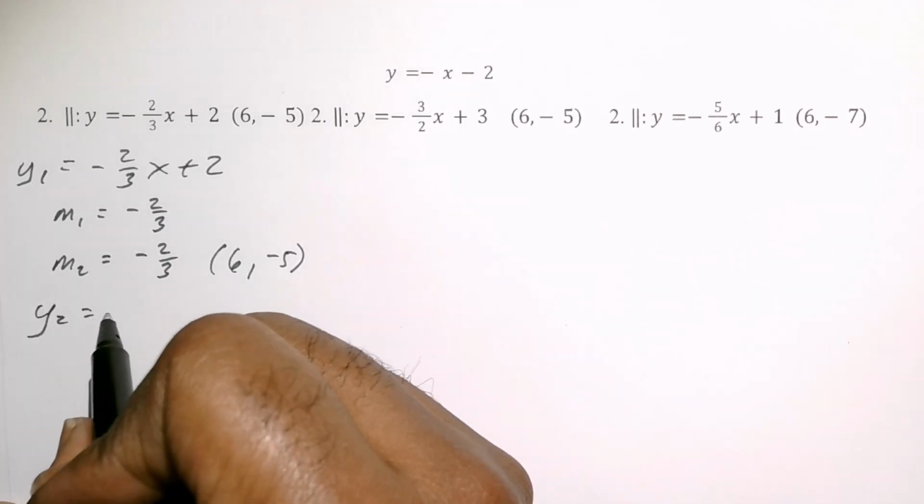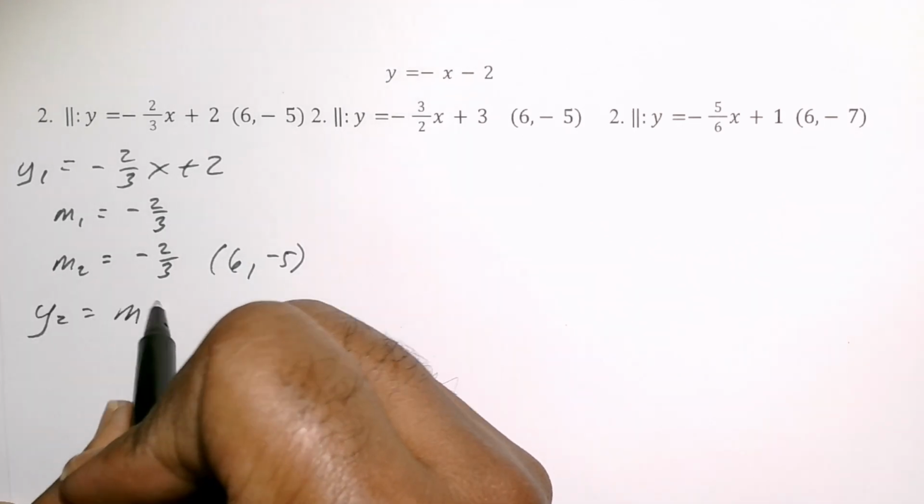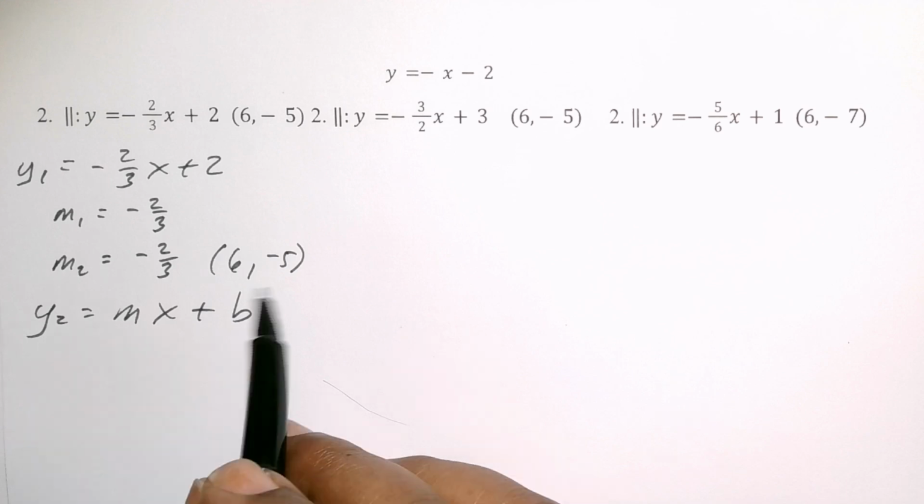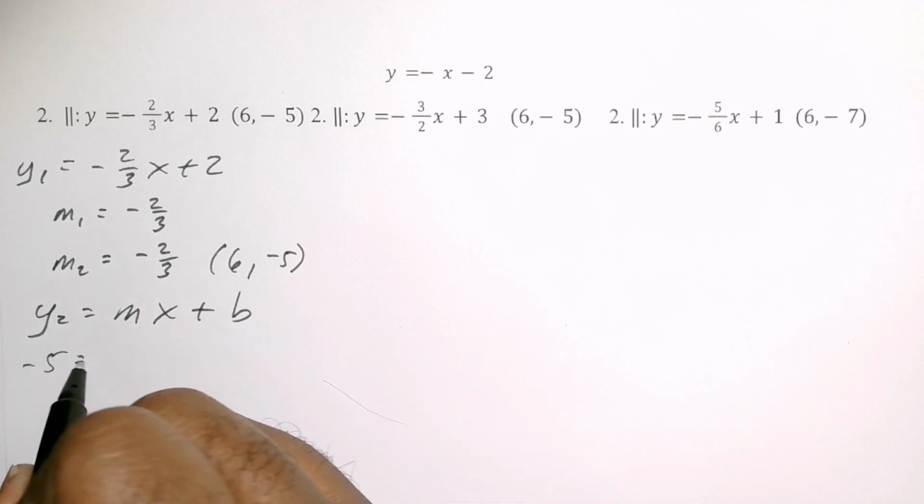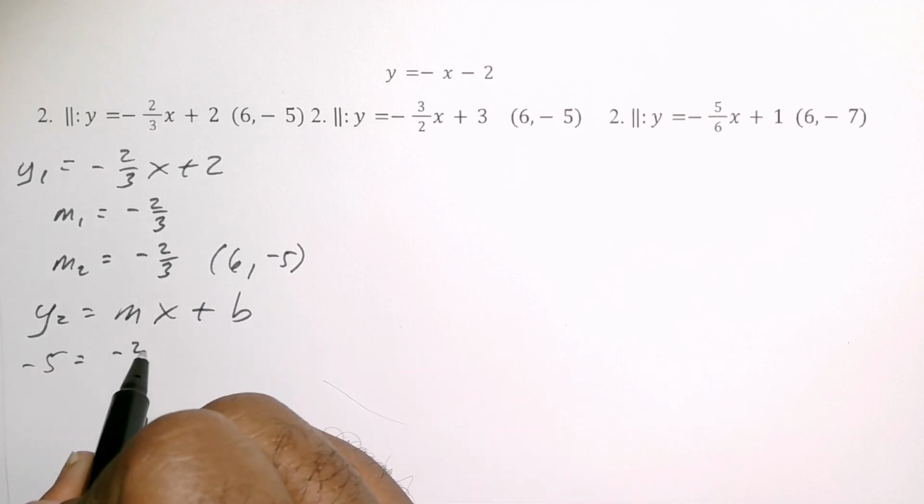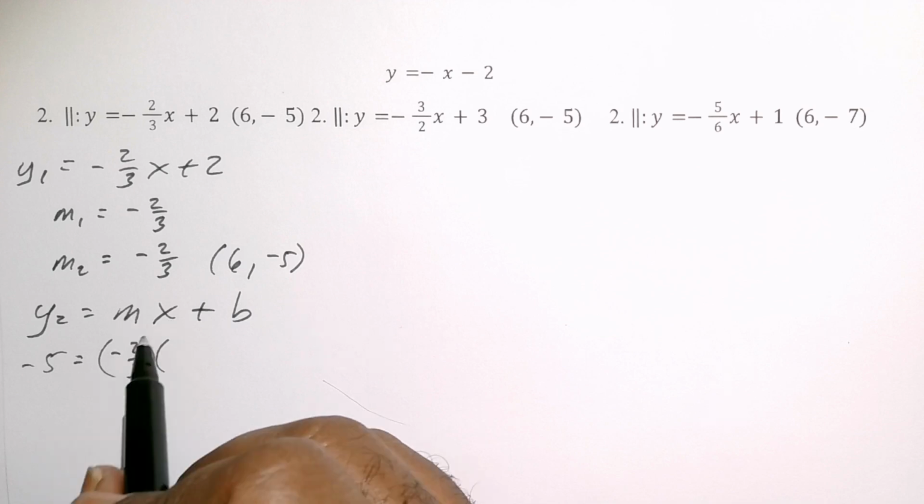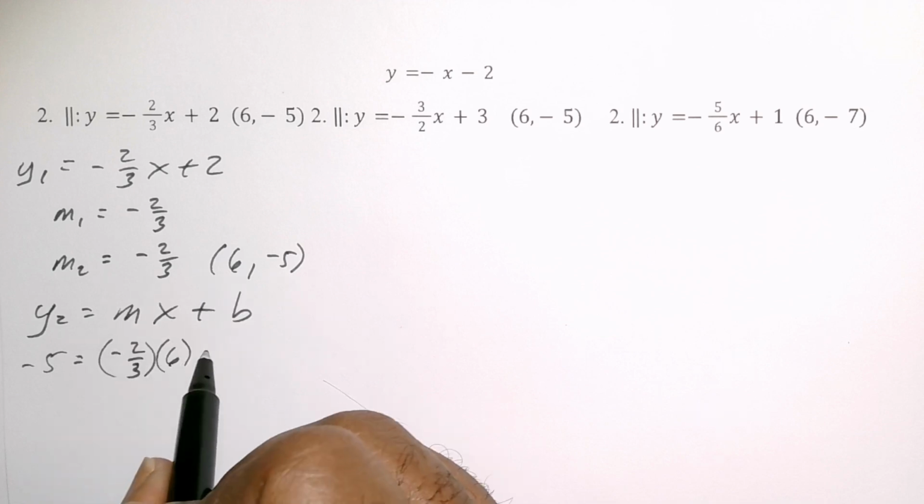finding the new equation. Y2 equals mx plus b. So our y is going to be the negative 5. The slope is going to be negative 2 over 3. The x is going to be 6 and plus b.